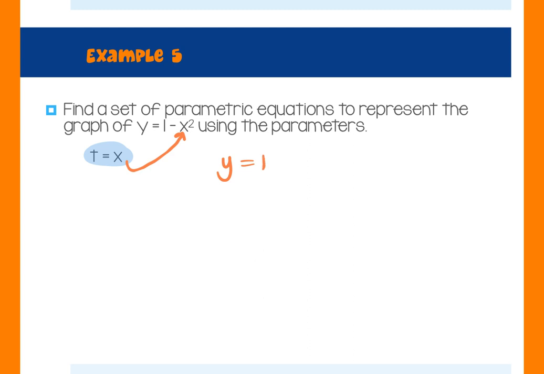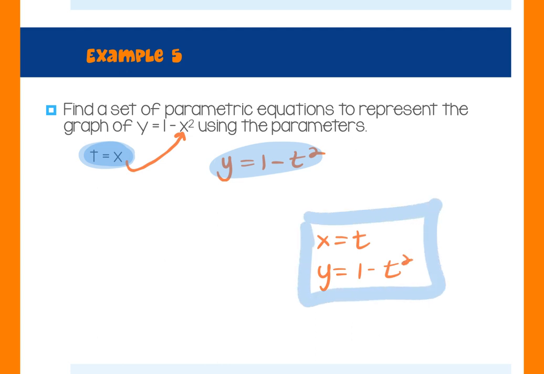So y equals 1 minus t squared. And this one is as simple as that. My answer is both of these equations. Usually it's x equals and y equals. And it looks like that. So that's the same. That's it.